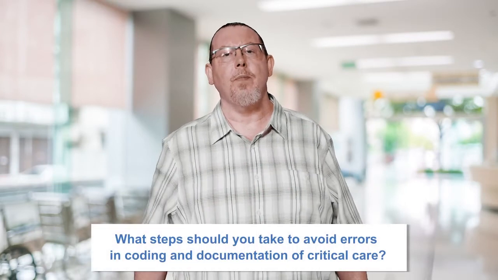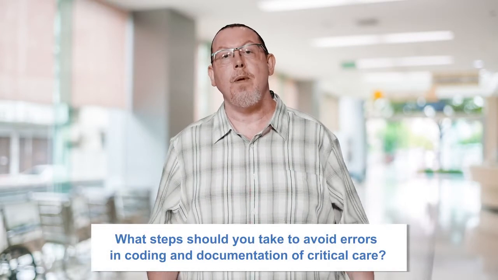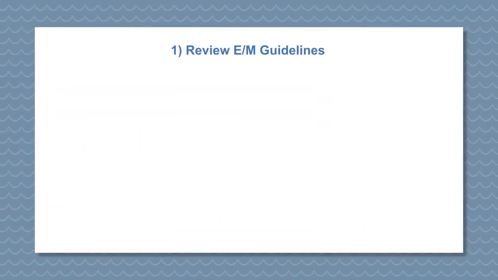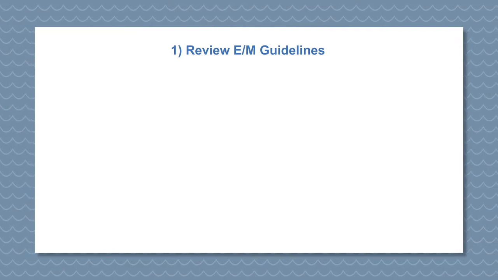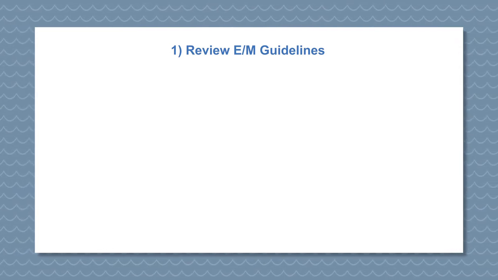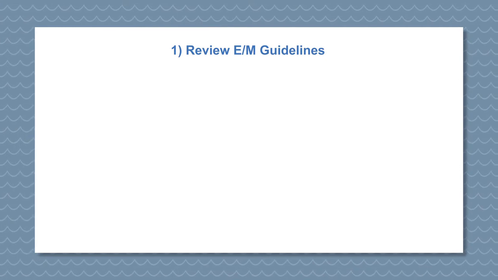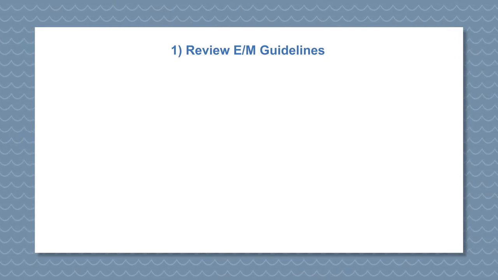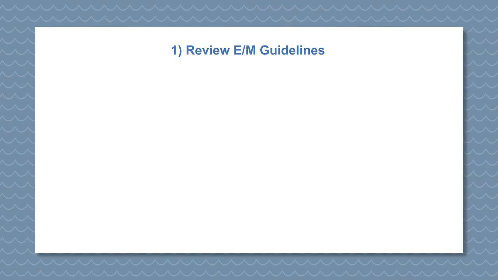Keep in mind that critical care services may be subject to medical review by a Medicare contractor. So what can you do to prepare your critical care services should they be medically reviewed? You can prepare now by ensuring sufficient documentation is contained in your patient's medical record. First, thoroughly review the E&M guidelines in detail. We've helped lay the foundation with this video, but you'll want to understand all aspects of the guidelines in more detail. We've included a link to the CMS E&M guidelines in the video description below.